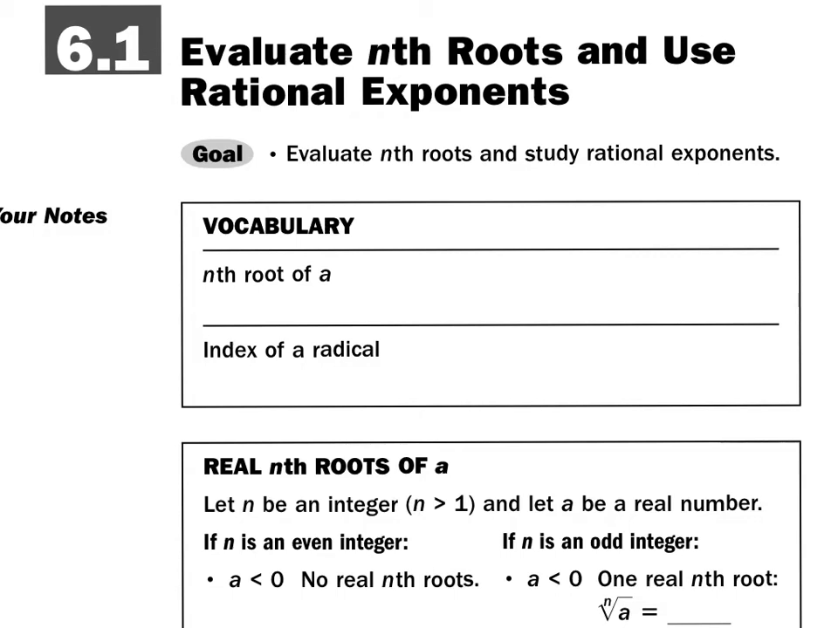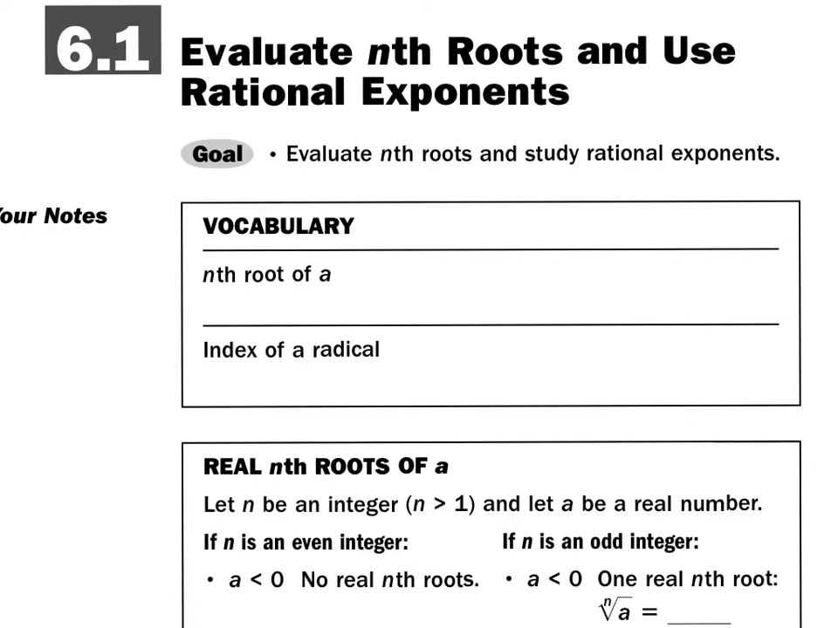6.1. Evaluate nth roots and use rational exponents. So what does the nth root mean? We know square roots and cube roots. We can keep going up to say fourth roots, fifth roots, and onwards.